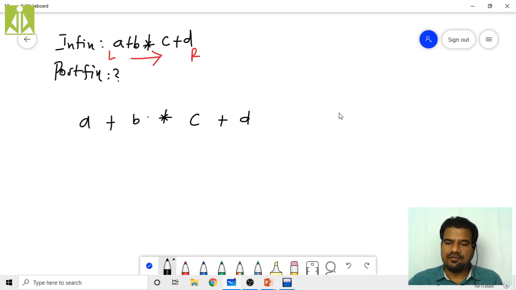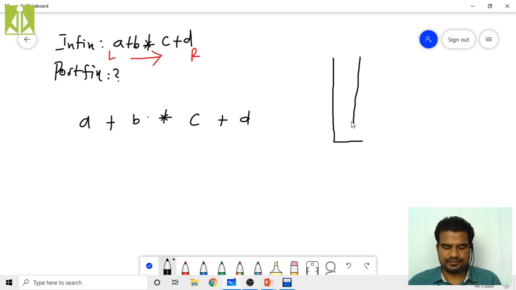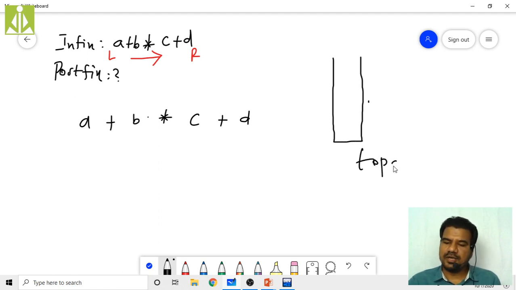The next thing, we need a stack, isn't it? So that stack I'm taking. This is my stack, and top is going to be somewhere here. Top equals -1. Initially, the top value will always be -1. Top -1 means the stack is empty. As we have not done any pushing, I have to consider my stack as empty. So top value is -1.